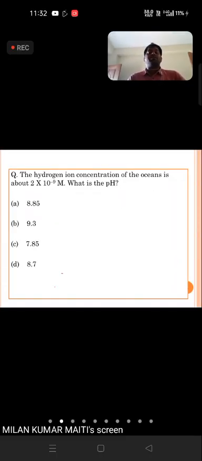Next one, the hydrogen ion concentration of ocean is about 2 into 10 to the power minus 9 molar. What is the pH? Please work out this problem.